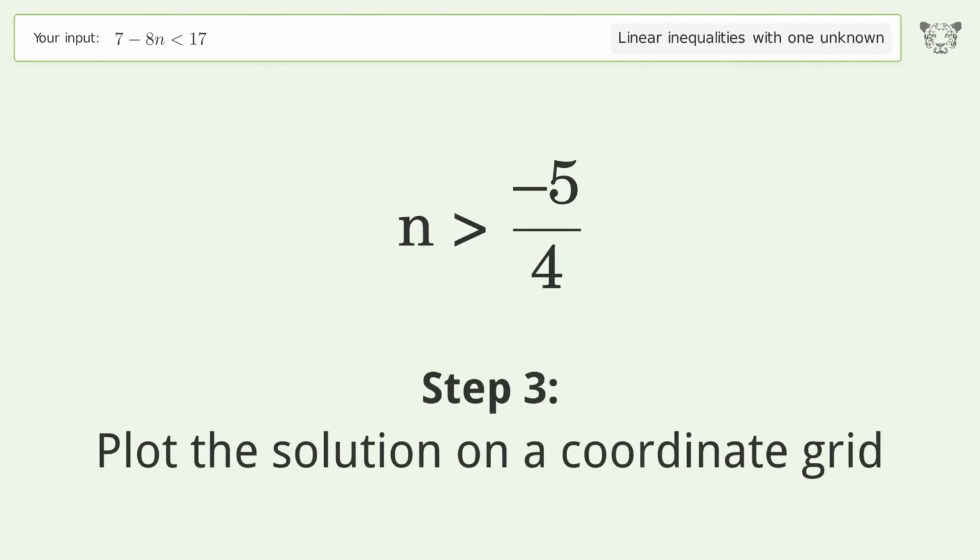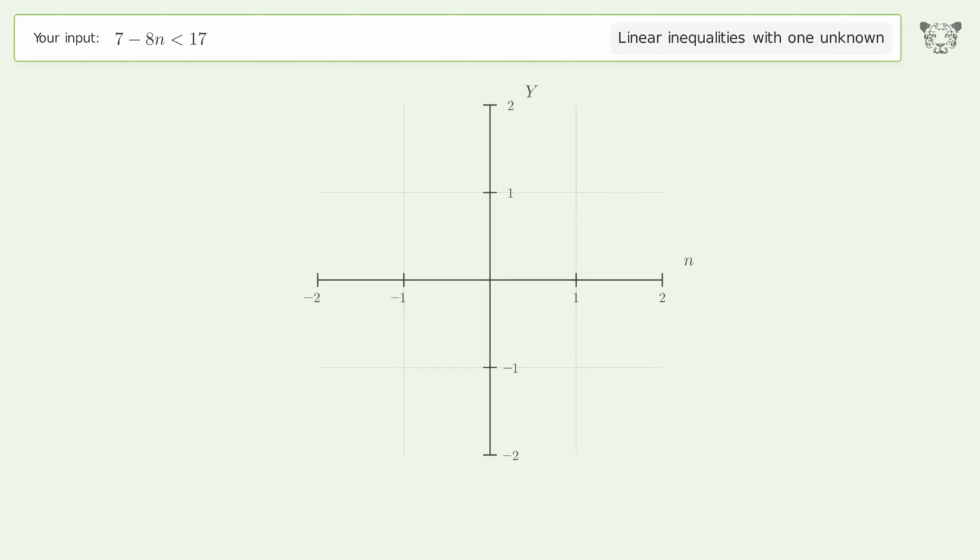Plot the solution on a coordinate grid. And so the final result is n greater than -5/4 greater than -11/4.